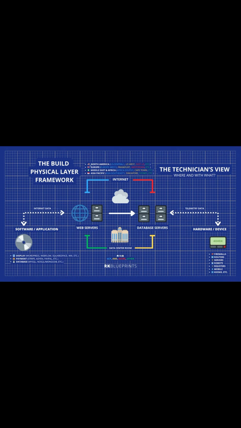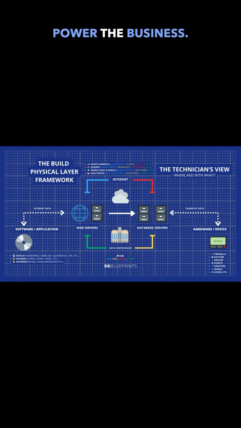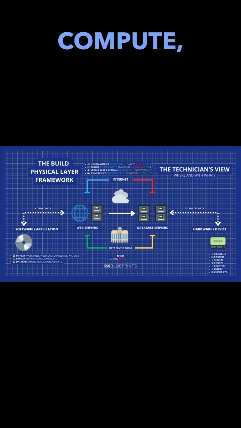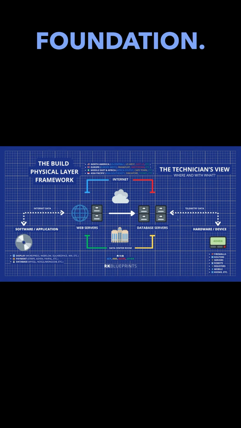From there, requests move to database servers, where structured and unstructured data lives. This includes SQL databases, NoSQL systems, and enterprise data stores that power the business. All of this runs somewhere, in a data center or cloud environment like AWS, Azure, or GCP, Google Cloud Platform. This layer defines compute, storage, networking, and availability, the physical foundation.